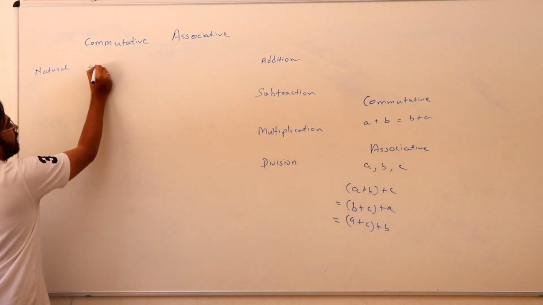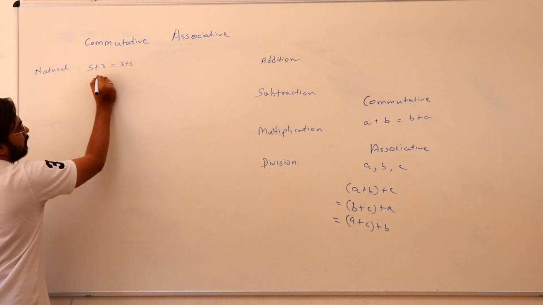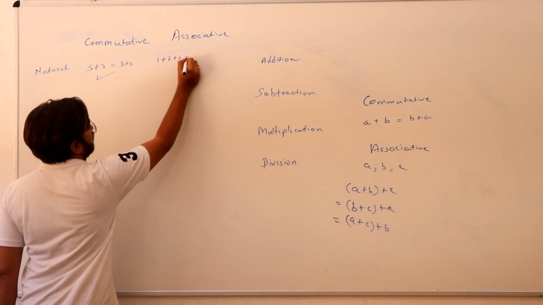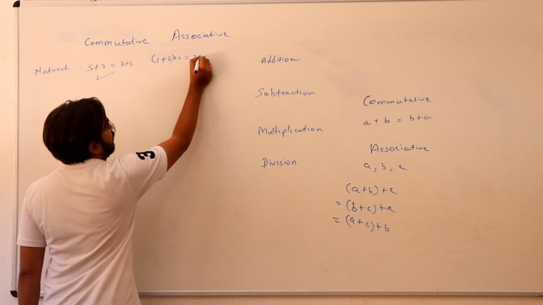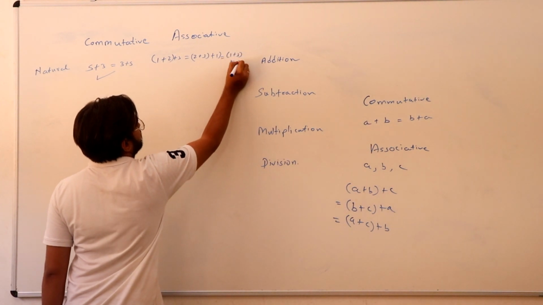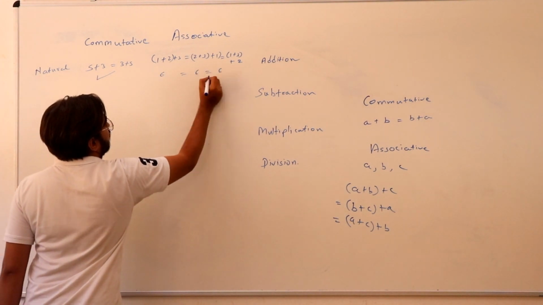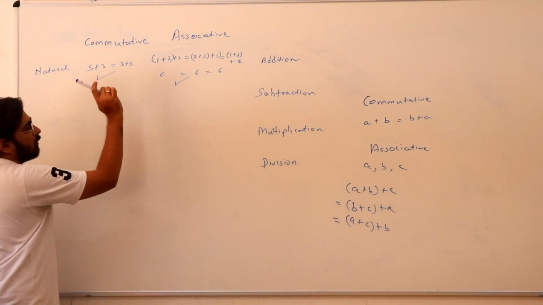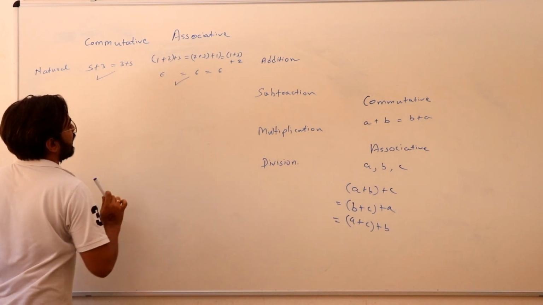Obviously, we will check with numbers directly. 5 plus 3 equals 3 plus 5. Yes, it is true. So, it does follow commutative property. Now, let us check associative. 1 plus 2 plus 3 will be as good as 2 plus 3 plus 1 and 1 plus 3 plus 2. Answer will be same for all the process. So, it does follow associative property for addition. So, natural number follows commutative property for addition, natural number follows associative property for addition.